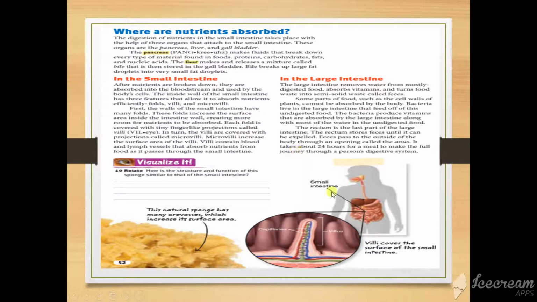Now coming to your large intestine. It removes water from mostly digested food, absorbs vitamins, and turns food waste into semi-solid waste called feces. What we excrete out, our stool, is called feces. It's semi-solid waste. Some parts of food, such as the cell walls of plants, cannot be absorbed by the body. Bacteria live in the large intestine that feed off this undigested food left behind.